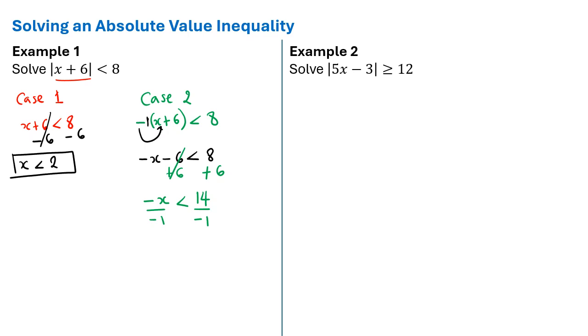So let me use a different color. This sign here should be flipped. So I'm going to cross it out and flip it to make it greater than. You with me? So now I have x here, because the negative goes away with this negative. x divided by 1 is just x. And then here I'm going to have 14 divided by -1, which is -14. So this is what I get as my second solution set.